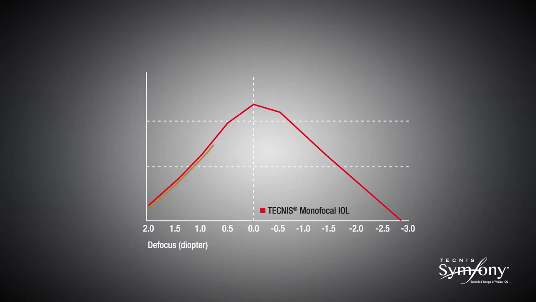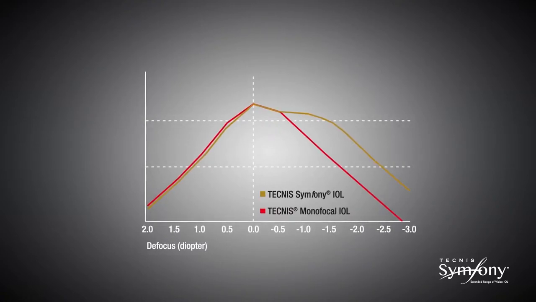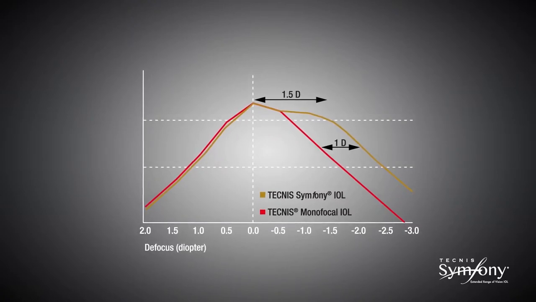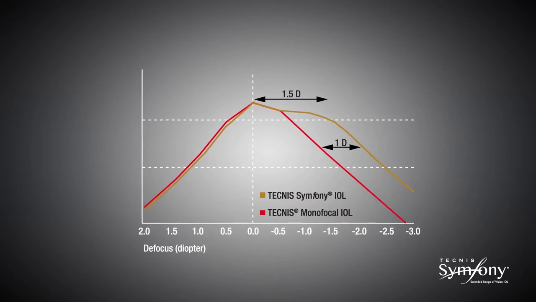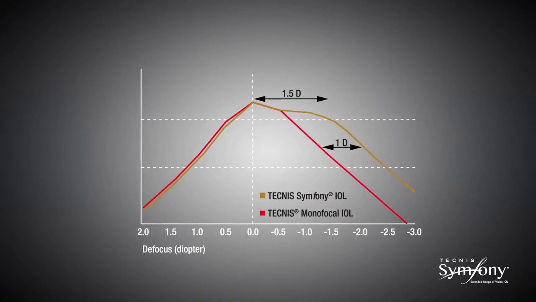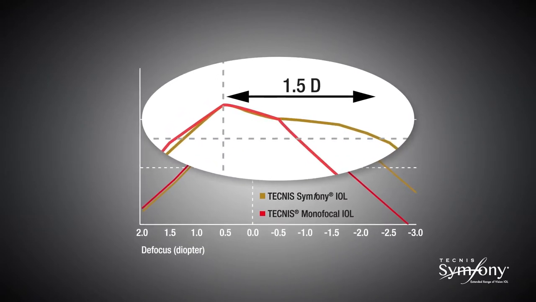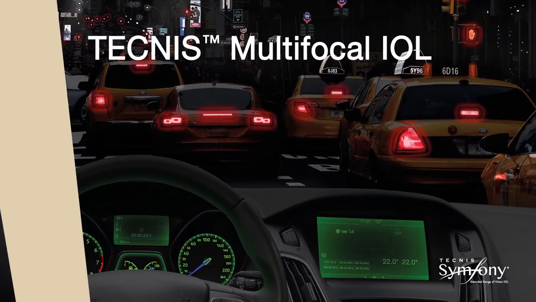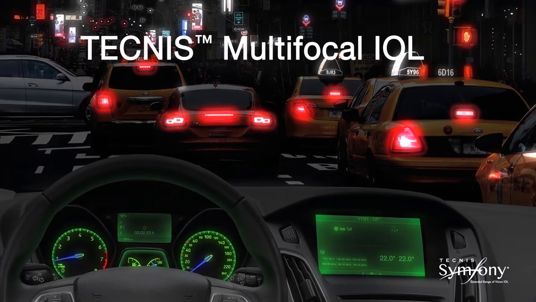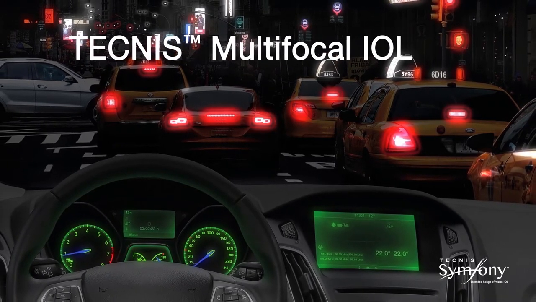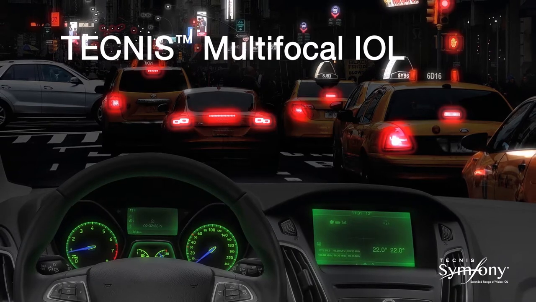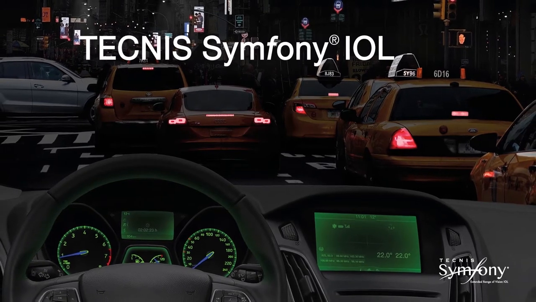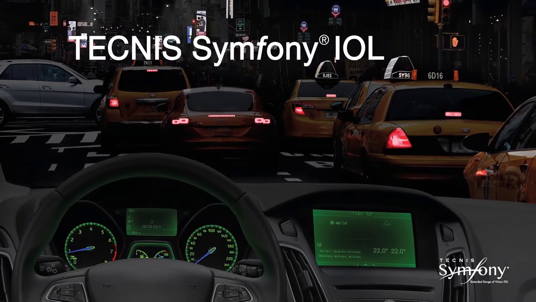Because of its elongated focus, the Technis Symphony IOL delivers high-quality vision through 1.5 diopters of defocus and an increase of 1 diopter range of vision throughout the defocus curve compared to a monofocal IOL. The plateau of the defocus curve demonstrates the extended range of vision of the Technis Symphony lens. In addition, because of the elongated focus, the Technis Symphony IOL does not have the distinct focal points of a multifocal IOL, and as such, does not have the distinct out-of-focus images that can lead to halo and glare. As a result, the incidence of nighttime halos and glare is low.